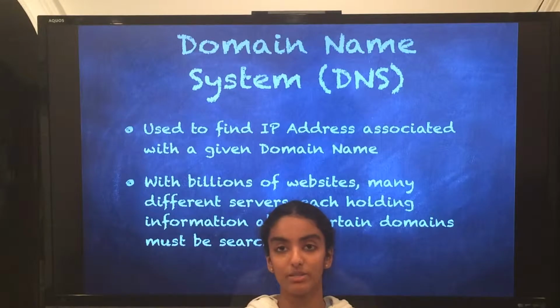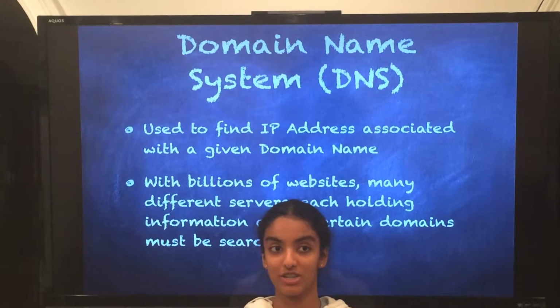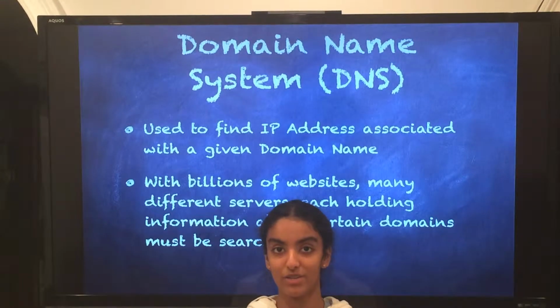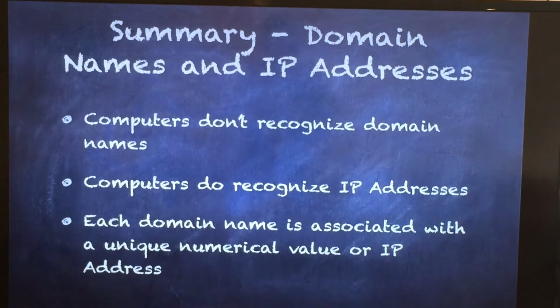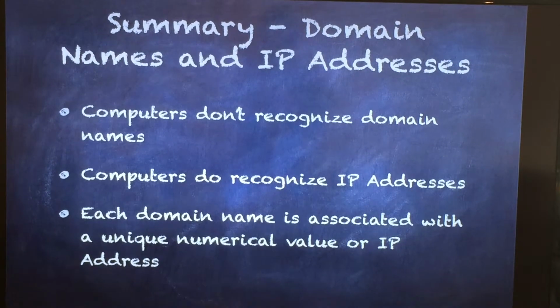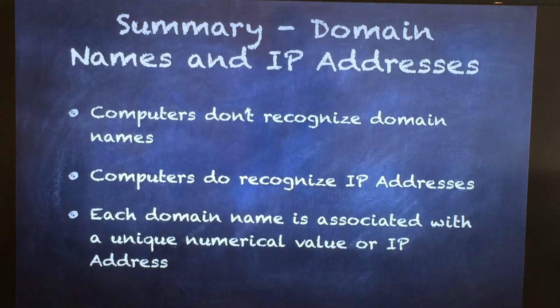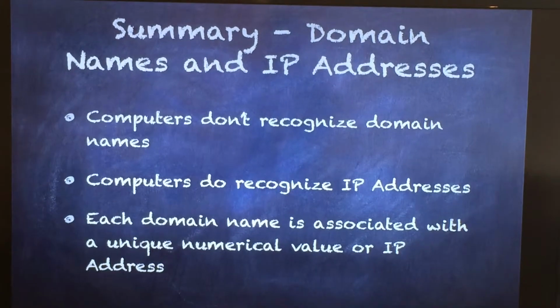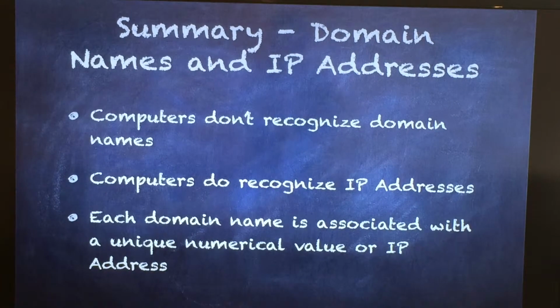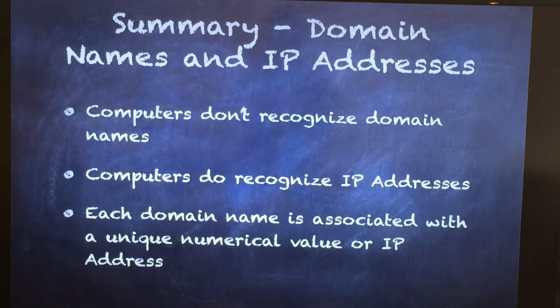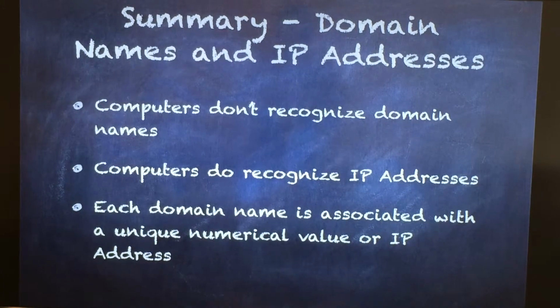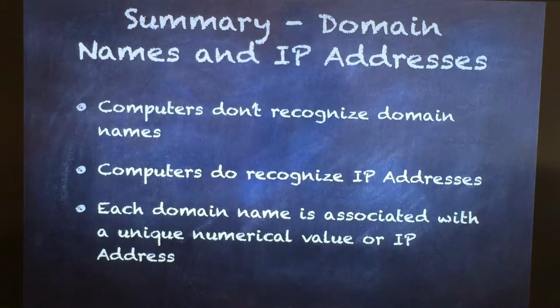Last video we discussed the basics of networking, and this video we are going to be discussing what is called the domain name system, or DNS, and this is essentially how a domain name, like nerdina.org, is transferred to an IP address that the computer can understand and process. So let's get started. Computers are not able to recognize and process domain names. However, networks that the computers reside on are able to recognize IP addresses, and for this reason, each domain name is associated with an IP address, which is a unique numerical value.